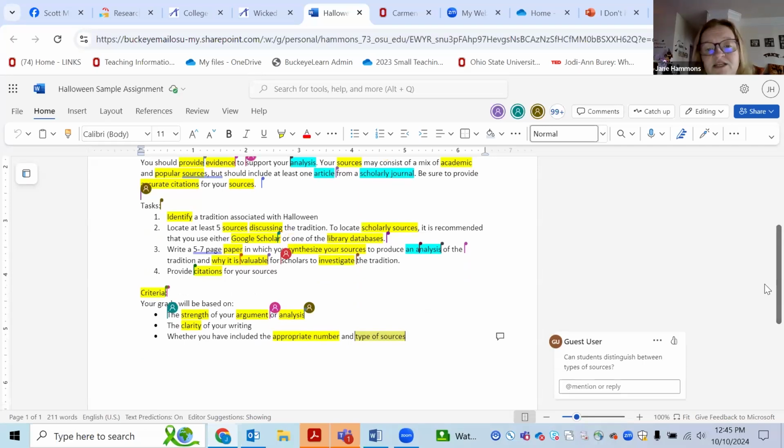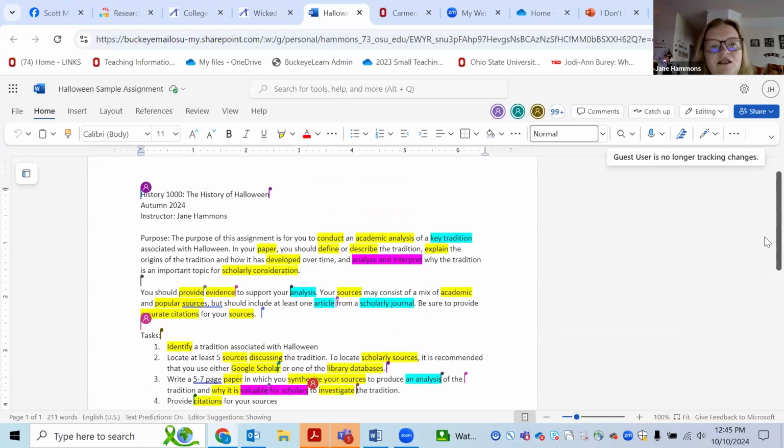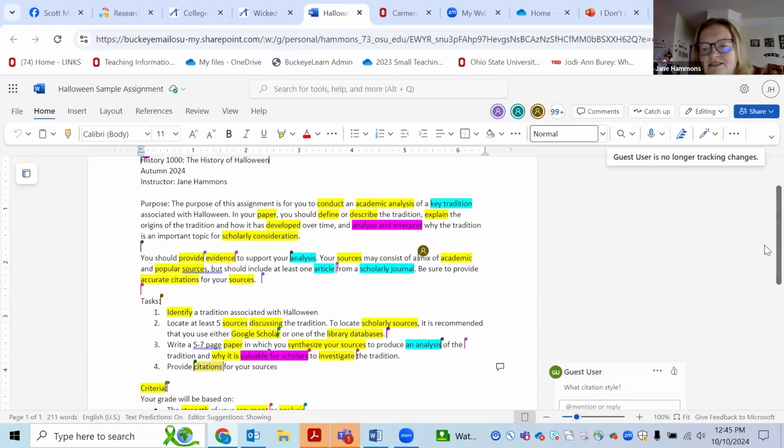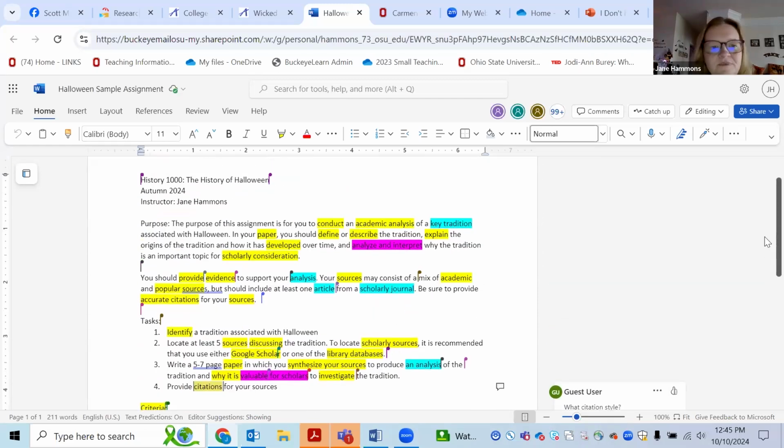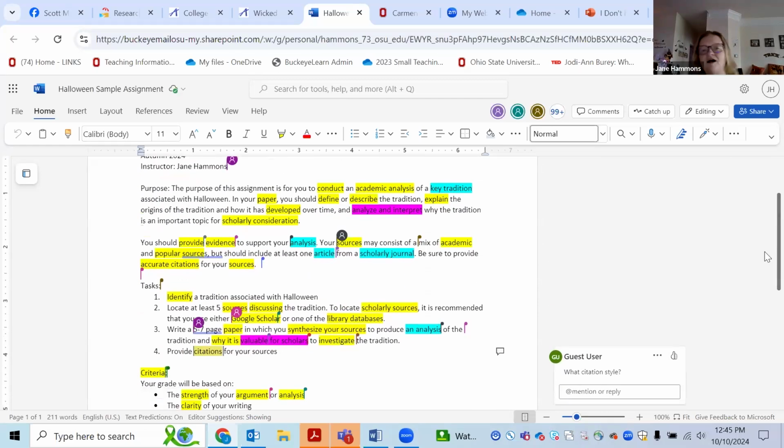Can students distinguish between types of sources? Yeah, clarity, strength. So you can see that there's a lot in this activity, right? There's no clarity on the specific citation style. Exactly, yeah. So you can see with this assignment, there's a lot of things that may create challenges for students. There's a lot of assumptions that the instructor, i.e. me, is making about what students would understand and be able to do with an assignment like this.